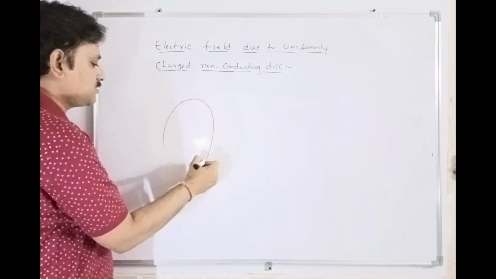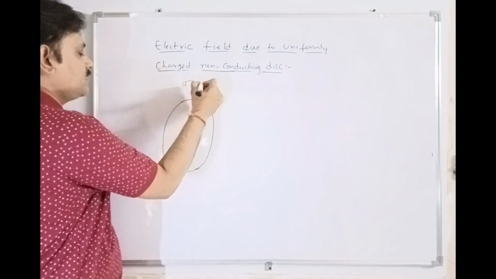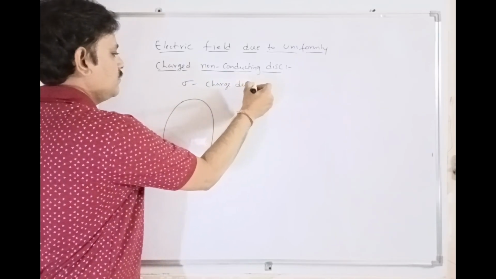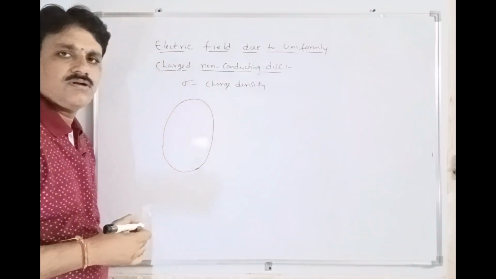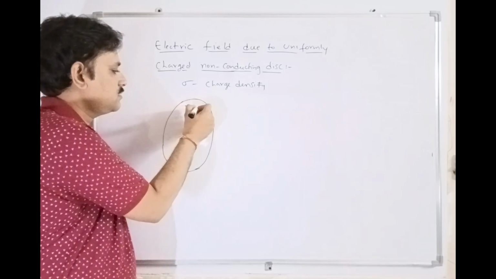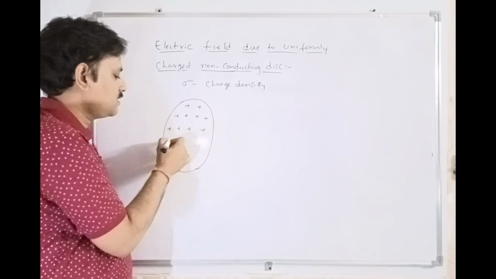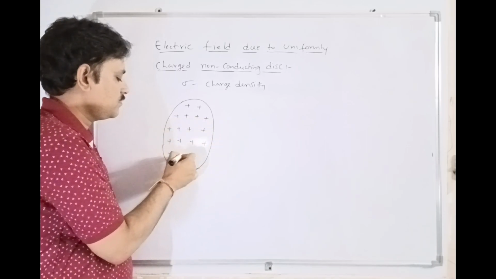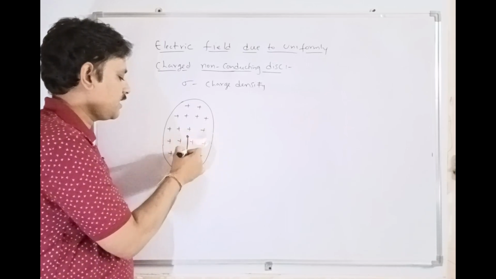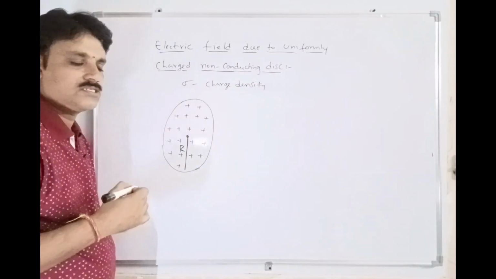Let us suppose this is the disk, which has a uniform charge density sigma. Charge per unit area is sigma, and this is the charged disk having radius capital R. R is the radius of the disk.